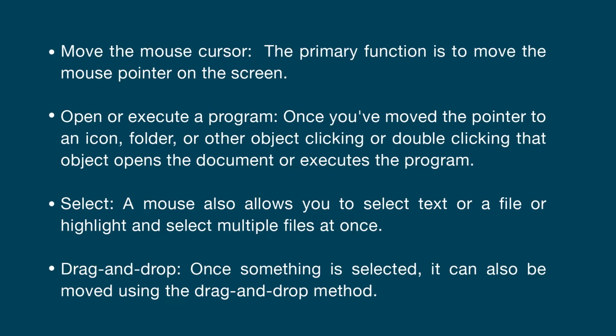Move the mouse cursor. The primary function is to move the mouse pointer on the screen. Open or execute a program. Once you have moved the pointer to an icon, folder or other object, clicking or double clicking that object opens the document or executes the program. Select. A mouse also allows you to select text or a file or highlight and select multiple files at once. Drag and drop. Once something is selected, it can also be moved using the drag and drop method.